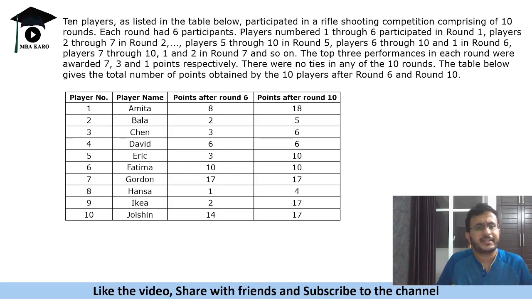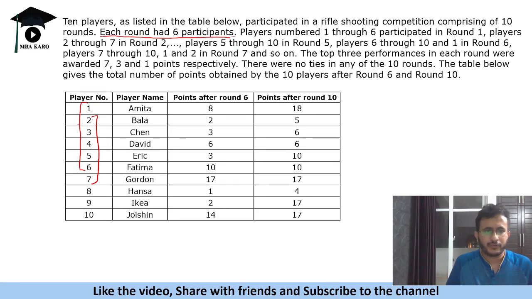So it says that there are 10 players, as listed in the table below, that participated in a rifle shooting competition comprising 10 rounds. Each round had 6 participants. Now this made something easy for us, that each round had just 6 participants. So not all 10 players participated. Players numbered 1 to 3, 6 participated in round 1. So they participated in round 1. 2 through 7 in round 2. So these are the players of round 2. Then so on, right? Till 5 to 10 in round 5.